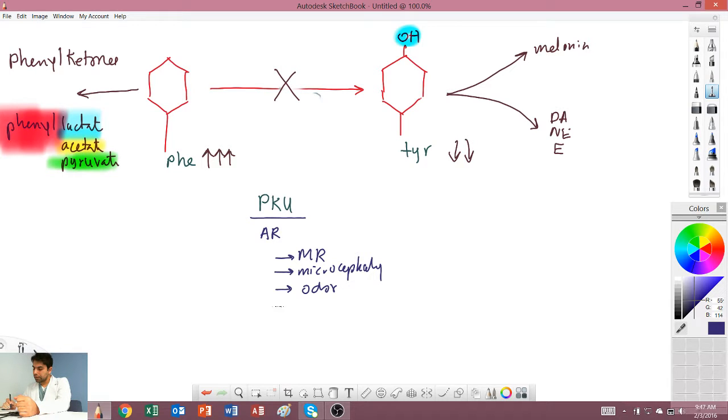But now, if you cannot make tyrosine, can you make melanin? No. So if this enzyme is also deficient in, let's say, skin cells and hair cells, of course, the person will become albino, albinism.